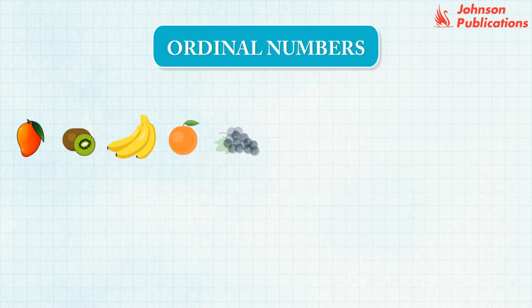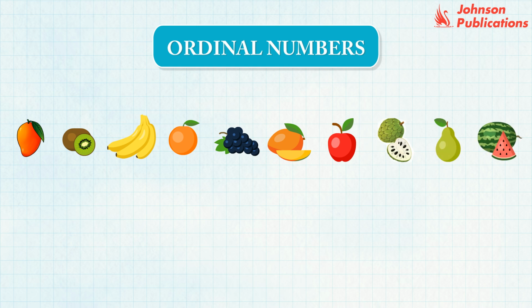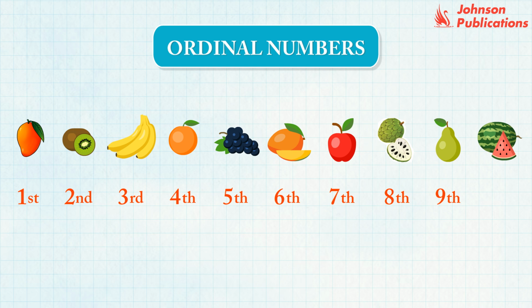Ordinal numbers. 10 fruits are arranged in this manner. If we find the position of each fruit starting from left, then mango is in the first position. Kiwi is placed second. Banana is in third position. Orange is fourth. Grapes are placed in fifth position. Plum is in sixth place. Apple is placed in seventh place. The position of custard apple is eighth. Pear is placed ninth and watermelon, the heaviest of all, is placed in 10th position.